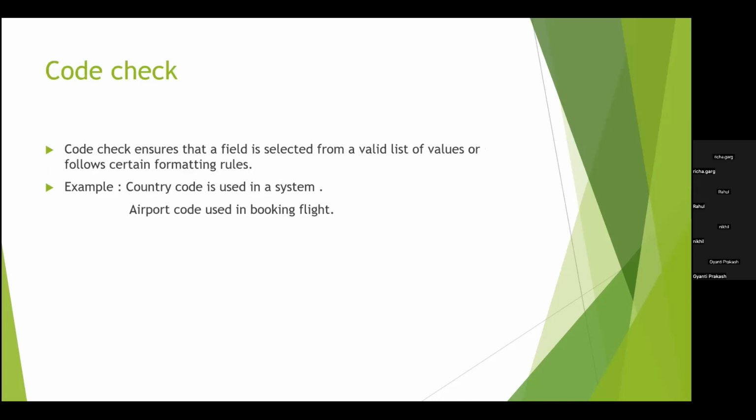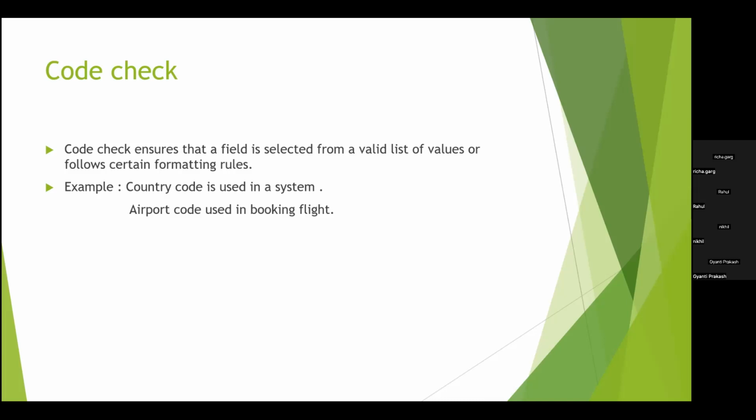Now we'll talk about code check. Code check ensures that a field is selected from a valid list of values or follows certain formatting rules. For example, we have country codes in some forms. For the United States you will have USA. For India you will have IN.